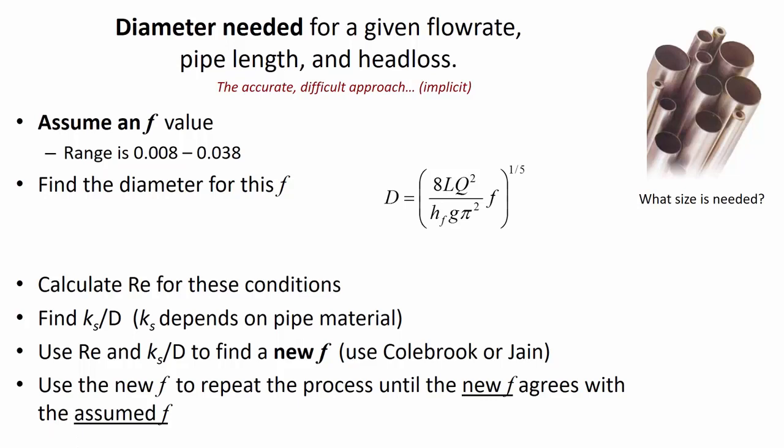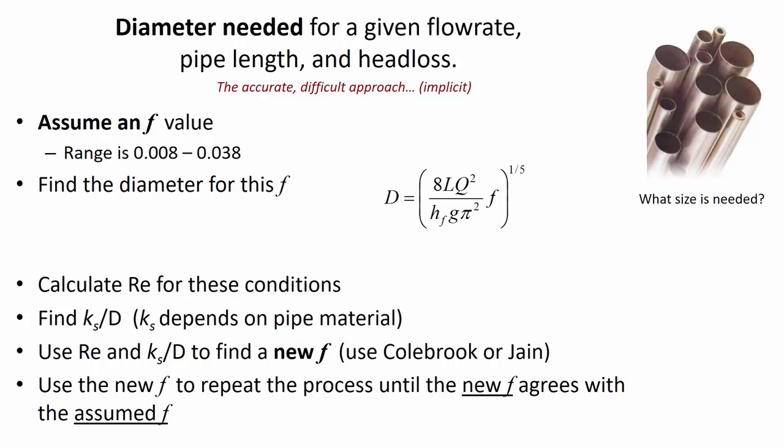So here's the workflow that we're going to use in the example. We're going to start off, because we have no other basis, by just guessing some f value within this range. The range of usual values is 0.008 to 0.038. We talked earlier about starting with a good guess value. Maybe just picking somewhere in the middle is a good starting point for that.